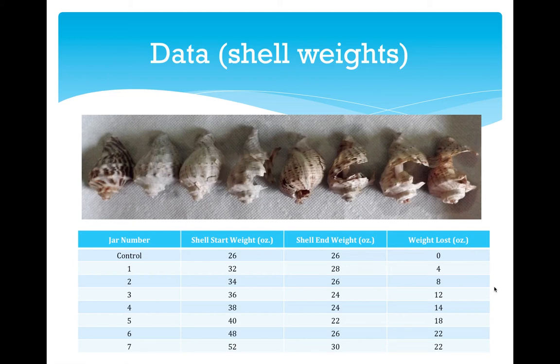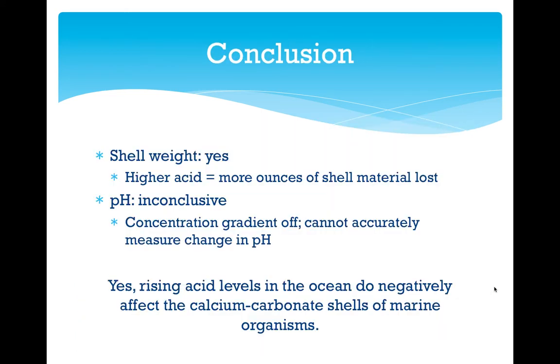In conclusion, I have 2 answers. The shell weight says that yes, higher acid does contribute to more shell loss, whereas my pH is inconclusive because my concentration gradient was off, and I cannot accurately measure the change in pH. But based on my research and my results, I am prepared to say that yes, rising acid levels in the ocean do negatively affect the calcium carbonate shells of marine organisms.